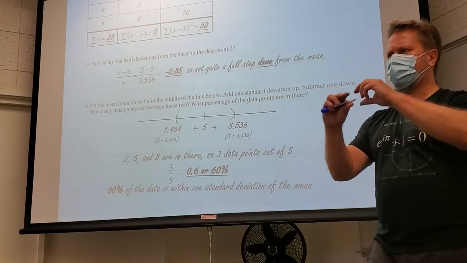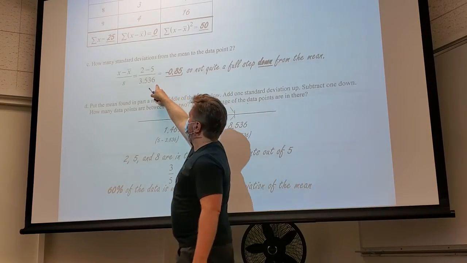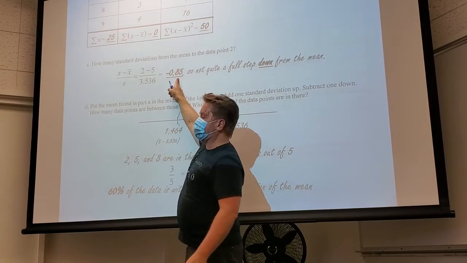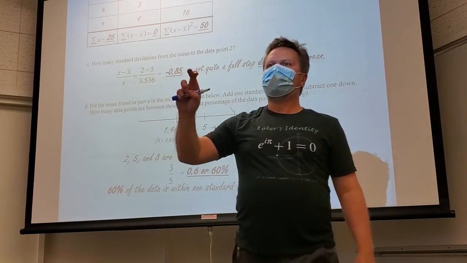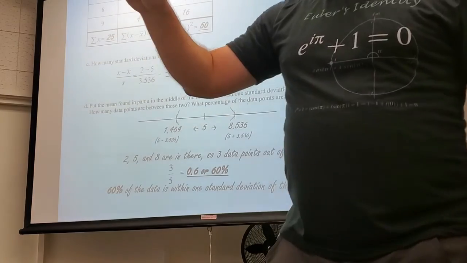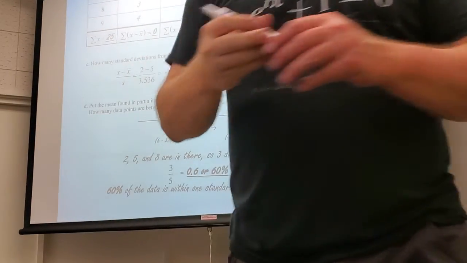Division is how many of these things fit into this thing. So how many steps fit in between there? That. So it's not even a full step down from the mean. That's what that means. So that little formula there, let me just tell you this now.